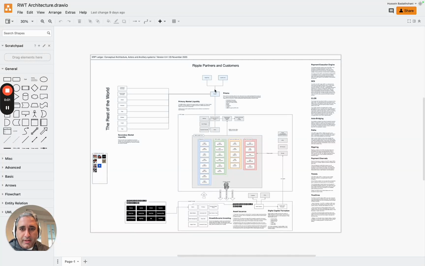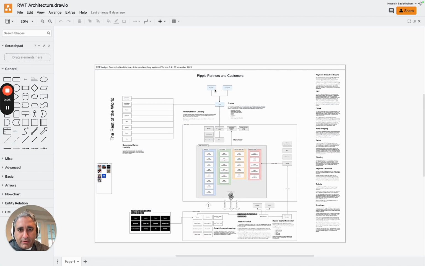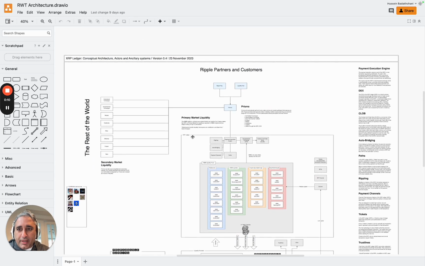Hello everybody. So I've been threatening to make a video about this diagram and the AMM, that's the XRPL automated market maker, and some of the research that I've done into this and the XRPL for quite a while. And I'm only on version 0.4 of what is the conceptual architecture, actors and ancillary systems as I understand this ecosystem to comprise of.